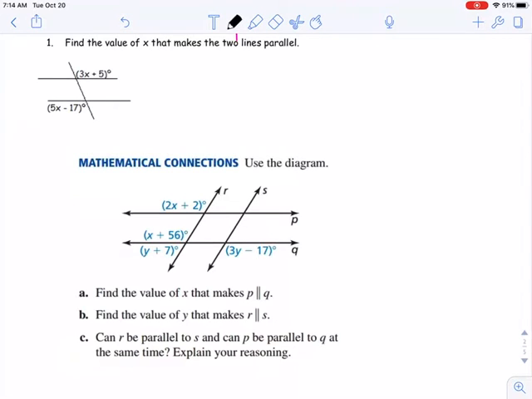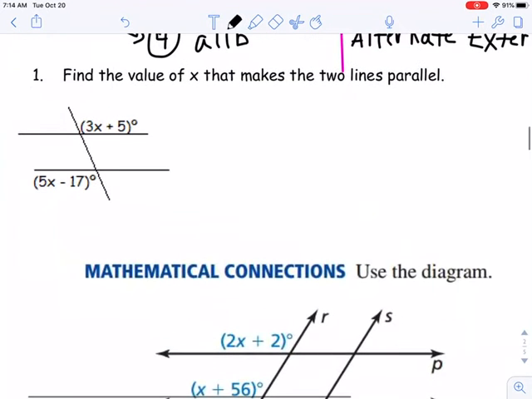Okay, students, so now we're going to start to integrate some algebra in it, because why not? Algebra is a load of fun. All right. And when we connect it to geometry, it just makes for a great time. All right, so we're going to find the value of x that makes the two lines parallel.